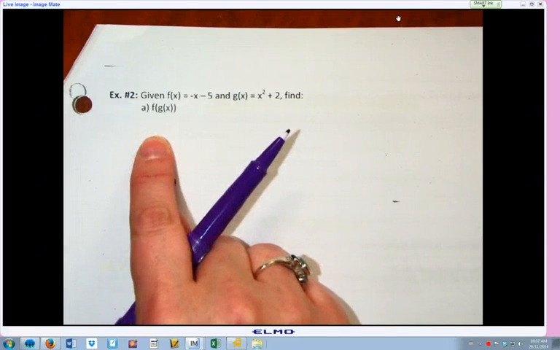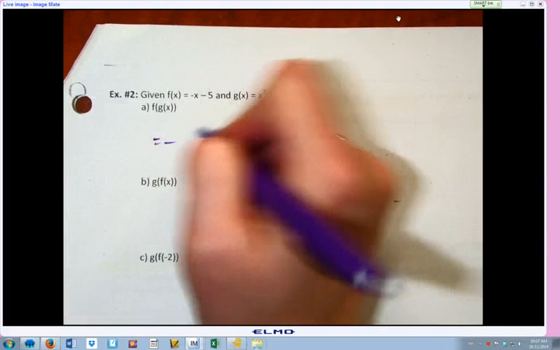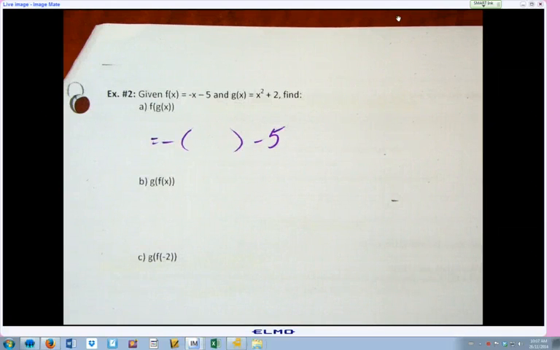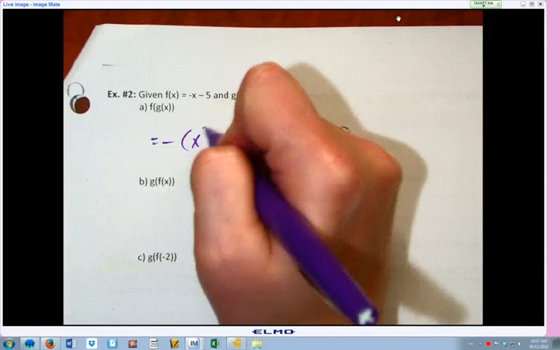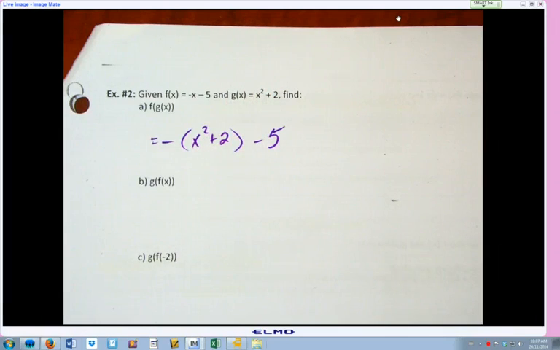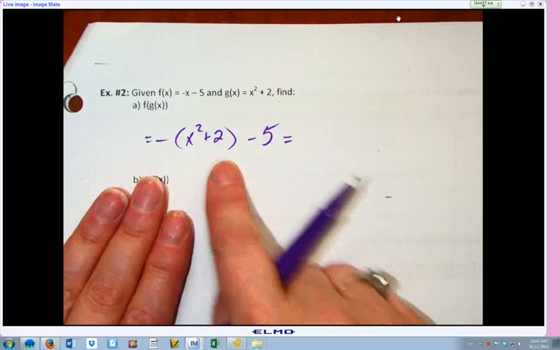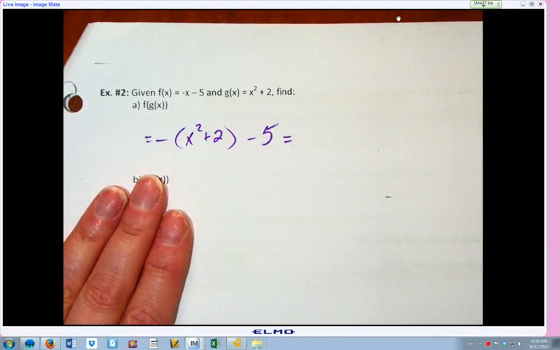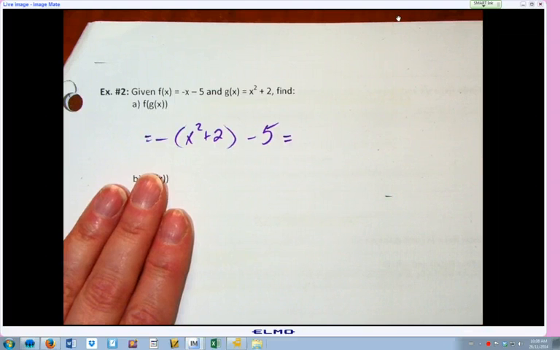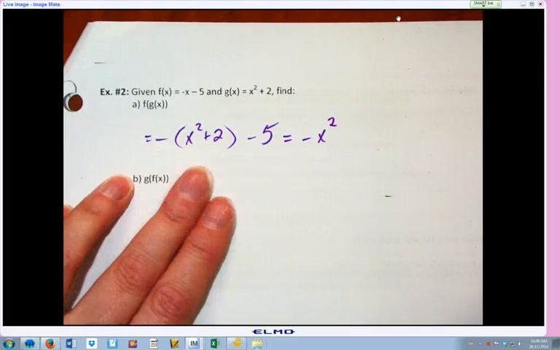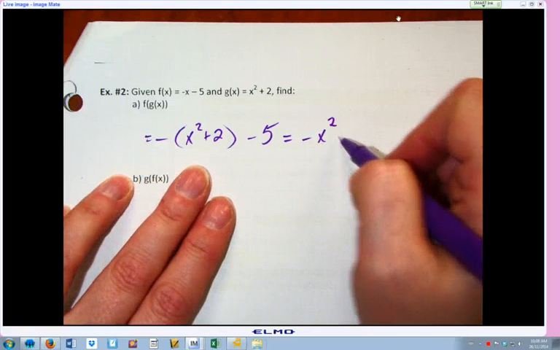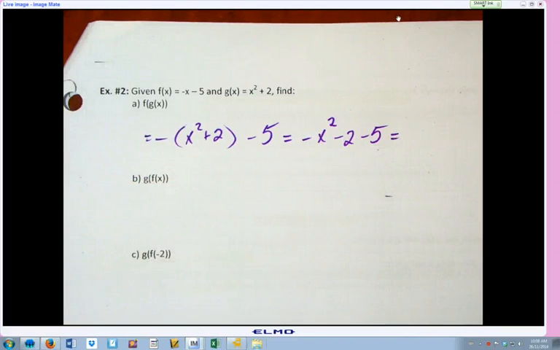So f of g of x is saying go to the f function, take out x, and I put brackets in x's place. And what am I going to put instead of x? x squared plus 2. So I am literally putting g of x into f of x. And then we would just simplify like we've been simplifying since grade 9. How do I get rid of the brackets? What do we call that? Kind of. Distribute. Okay, so negative x squared minus 2, and then I still have that minus 5 hanging around.